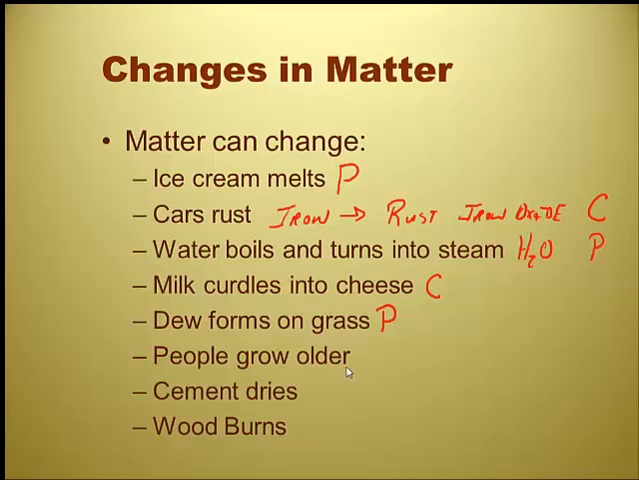People grow older. I don't do that. I'm going with chemical on that one. That's chemical. All right.